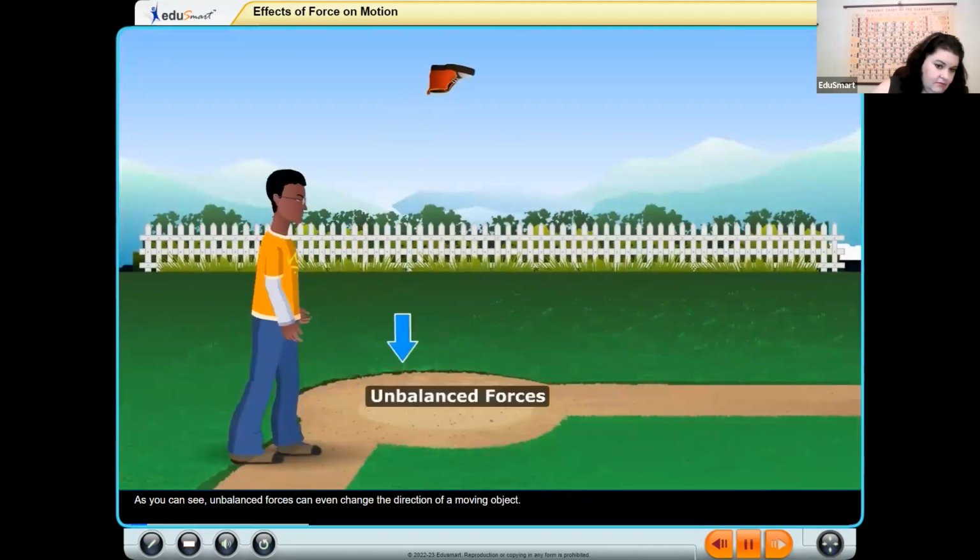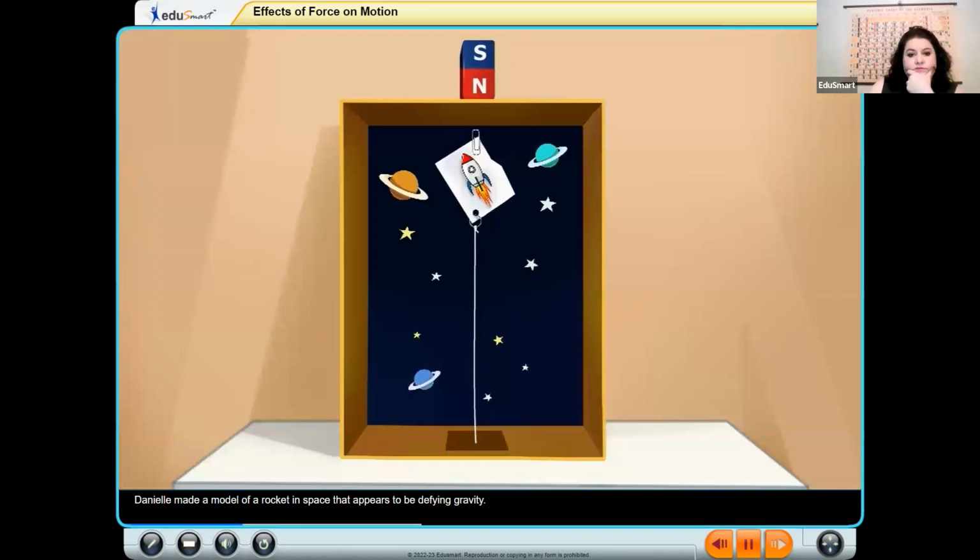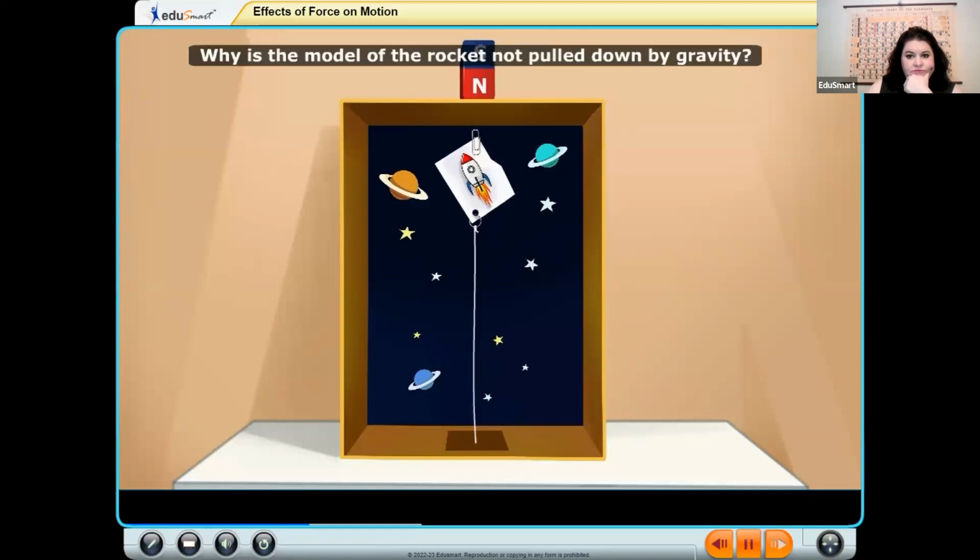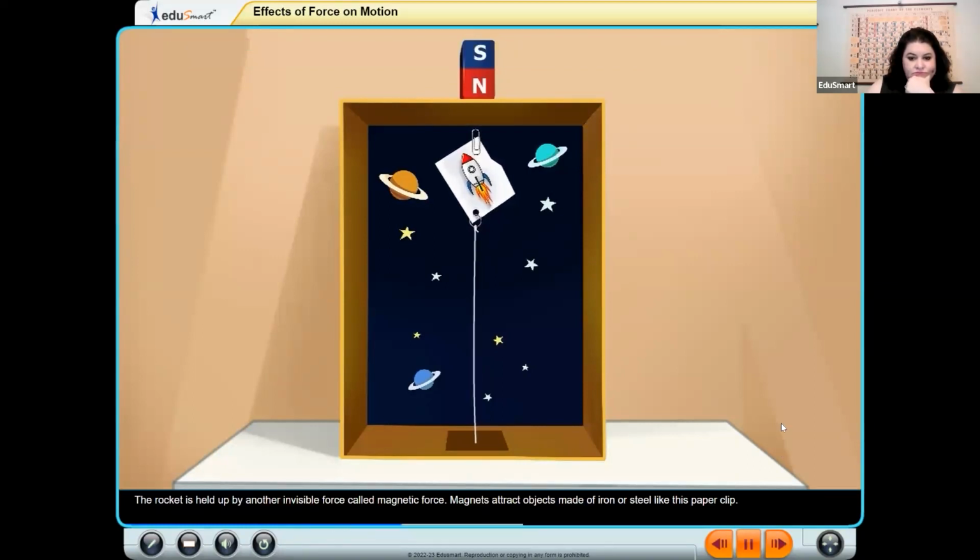As you can see, unbalanced forces can even change the direction of a moving object. Danielle made a model of a rocket in space that appears to be defying gravity. Why is the model of the rocket not pulled down by gravity? The rocket is held up by another invisible force called magnetic force.